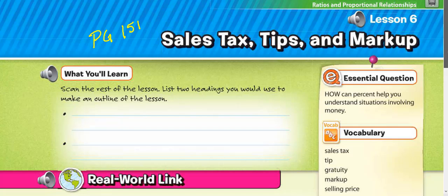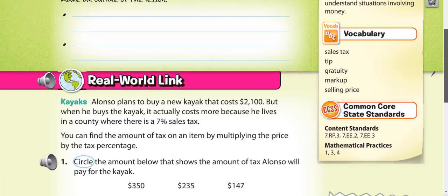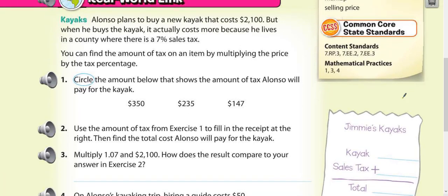So let's go through this real world link, and you should have your book open to page 151 right now. And let's take a look. We have a guy named Alonzo, and he's going to buy himself a kayak. That kayak cost $2,100. He buys it, though, and he lives in a place where they charge a tax of 7%. So this 7% is additional. Go ahead and write that in, because you want to get that idea down that tax, tips, markups are all an additional cost to you.